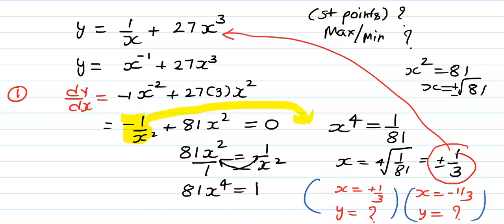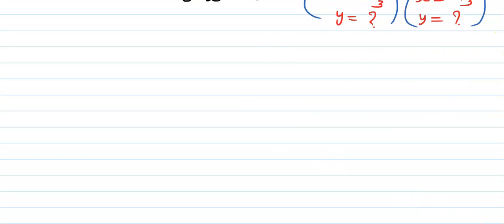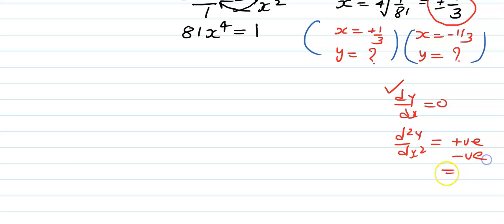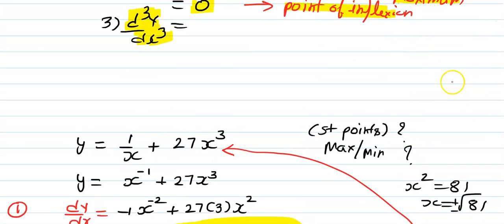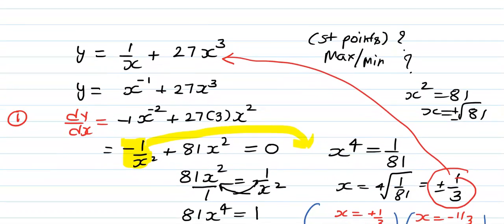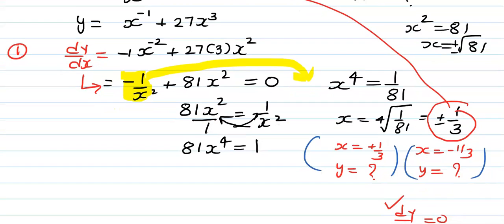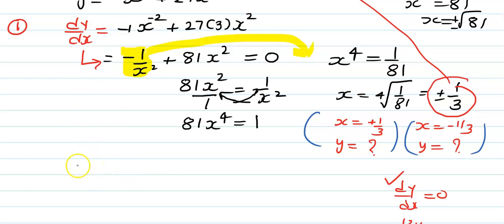Now, the first step was you find dy by dx and equate it to 0. This is done. The second step is you again differentiate it and see whether it is coming positive or negative or 0. So here dy over dx is this one, and we are going to differentiate again. Our dy over dx was minus 1 over x square plus 81x square.